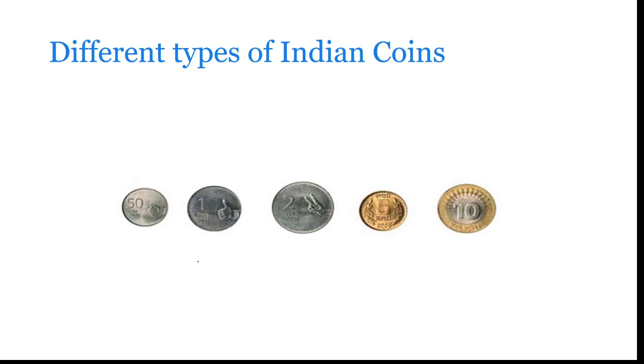So here you can see different types of coins. This is 50 paise coin, this is 1 rupee coin, this is 2 rupees coin, 5 rupees coin, and this one is 10 rupee coin. Moving to the next page.